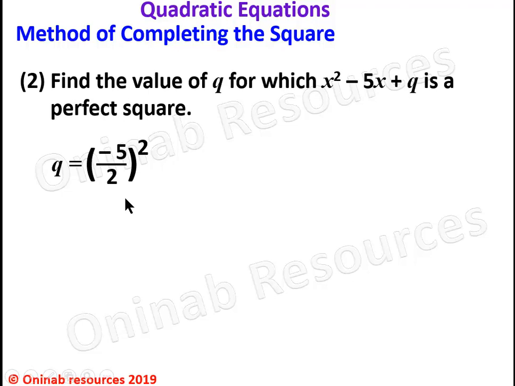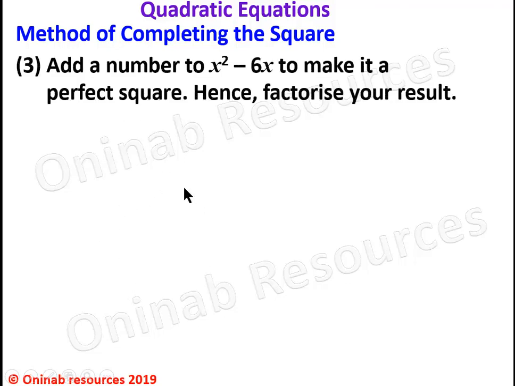So squaring negative 5 gives 25. And squaring 2 gives 4. So we have q to be 25 over 4. Expressing this as a mixed fraction, we have it as 6 whole number 1 over 4. Q is 6 whole number 1 over 4. We go to problem 3.